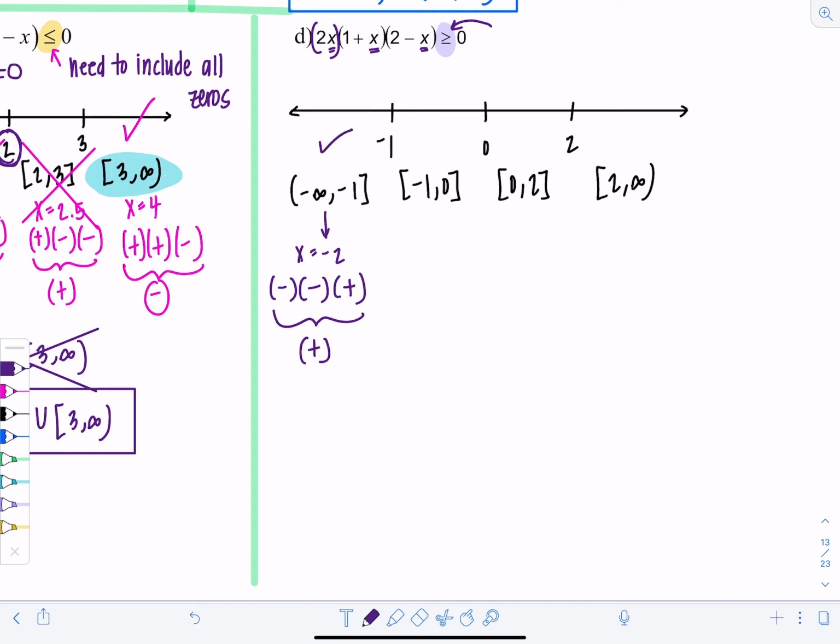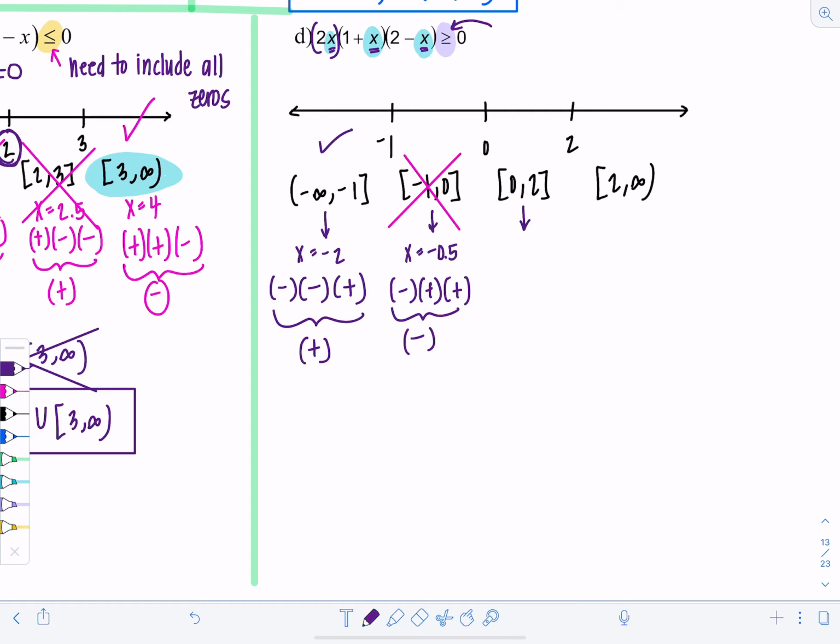Okay, next interval from -1 to 0. What did you use? -0.5? So 2 times -0.5, that's going to be negative. 1 plus -0.5, that's going to be positive. And then 2 minus -0.5, that's going to be positive. So negative times positive, that's negative. Negative numbers are not greater than or equal to 0, so this interval does not work. It's not part of our solution set.